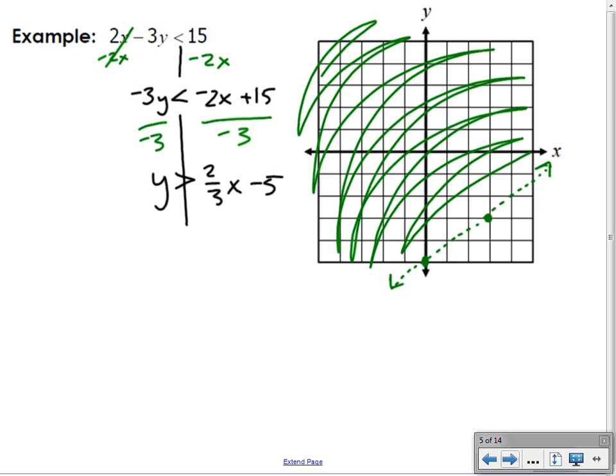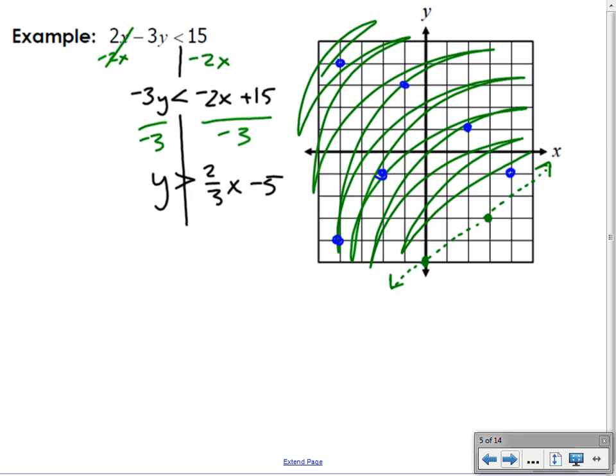So here's what it would look like. Dashed line, shade above, and the solutions to this linear inequality are any point that you would find in this shaded region. So any of these points that you see me putting in here would be considered solutions to that inequality.